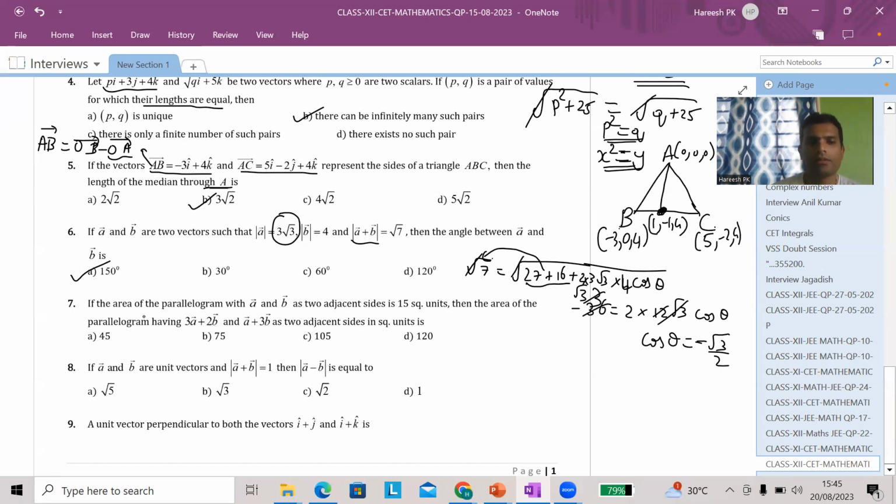Seventh one. They're saying area of a parallelogram with A and B as adjacent sides. So when A and B are adjacent sides, area of parallelogram is mod A cross B. And they are saying mod A cross B is 15. Now they are asking, what is the area of the parallelogram whose adjacent sides are this? Right? So I have to take the cross product of both. So when I try to take the cross product of both, let's see what we get.